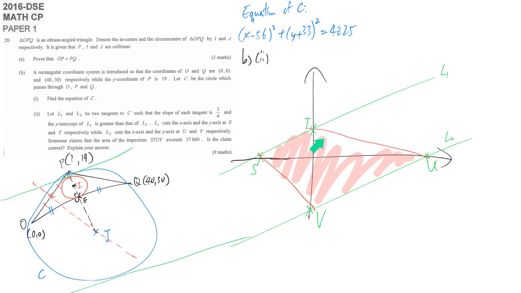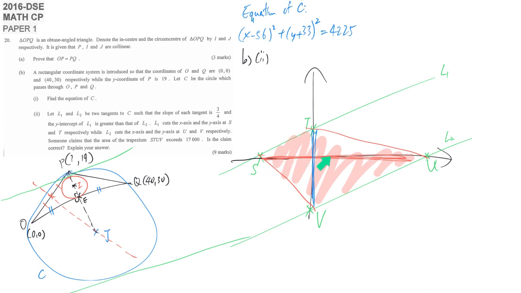So we have to find out the area of this part. And then the best method is to make good use of the rectangular coordinates. We always focus on horizontal lines and vertical lines. So the method is to find out the position of S and U so that we can find the base. We find out the position of T and V, we can find out the height.